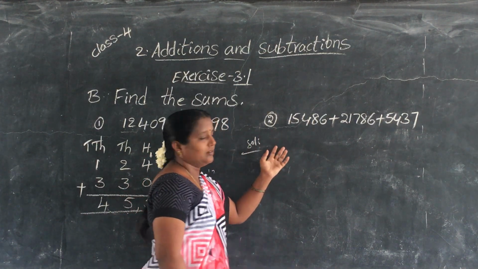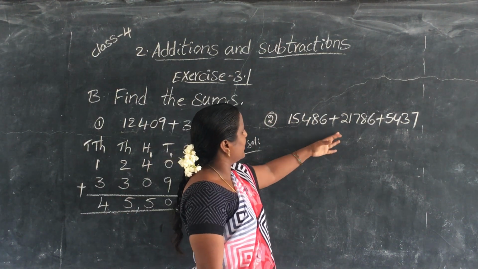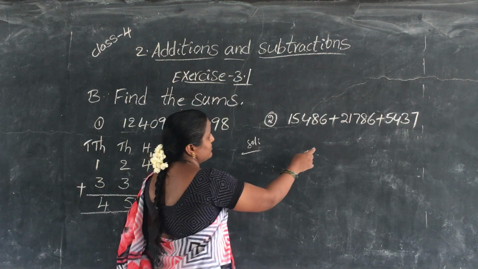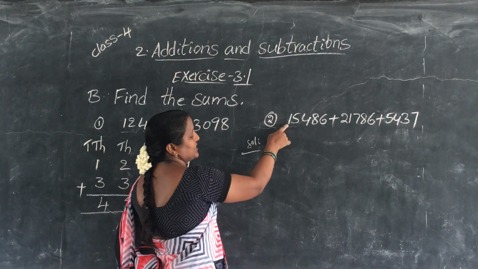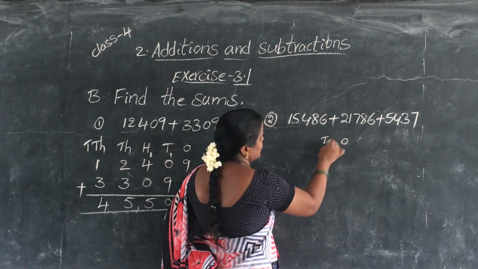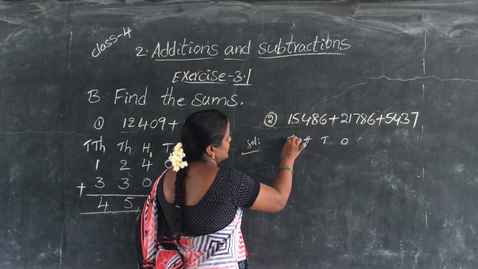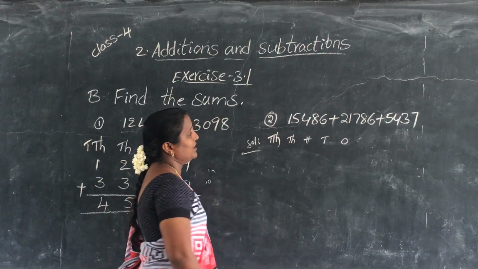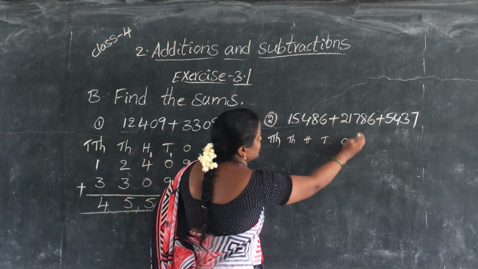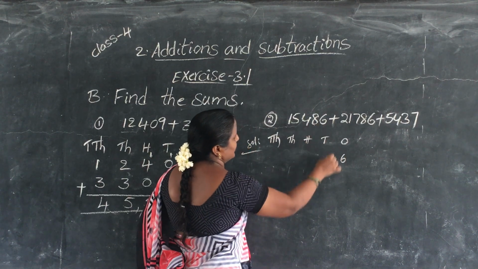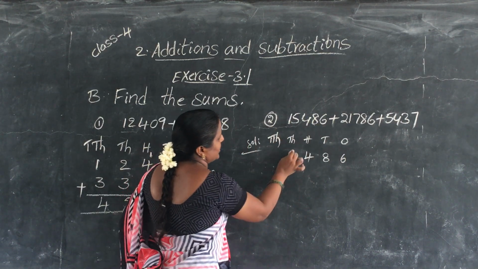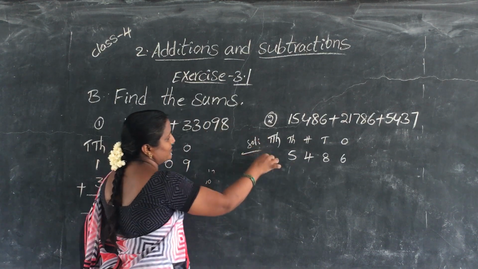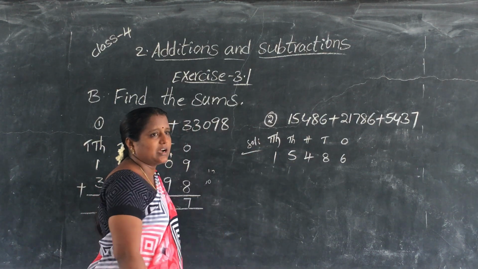Okay. Let us write the numbers according to their place values. First, how many places are here? Ones, tens, hundreds, thousands, 10,000s. Okay. First number. First we write 6 in the ones column. Next 8 is in the tens column. Next 4 is in the hundreds column. Next 5 is in the thousands column. 1 is in the 10,000s column.